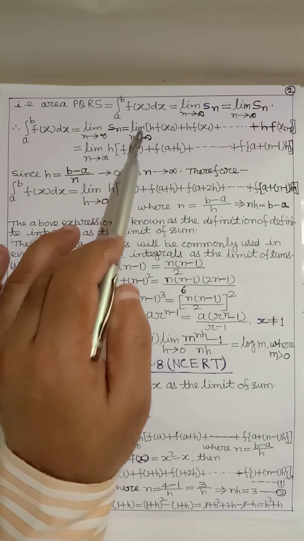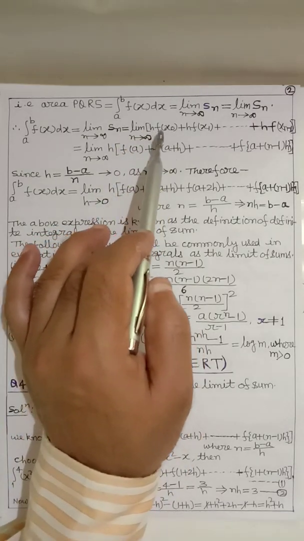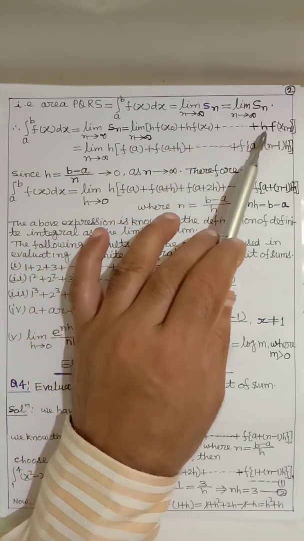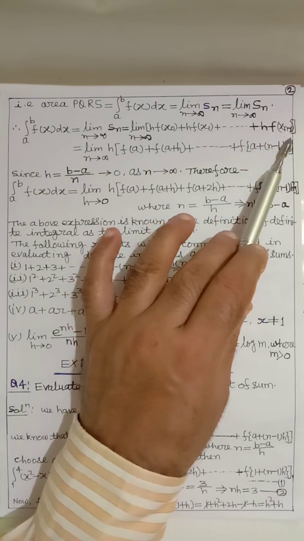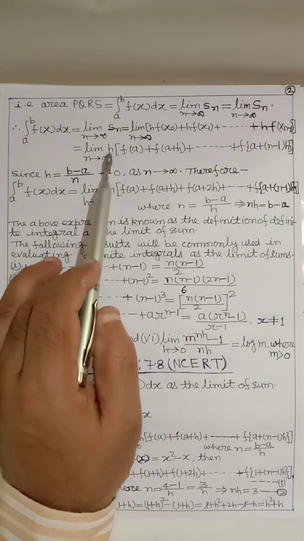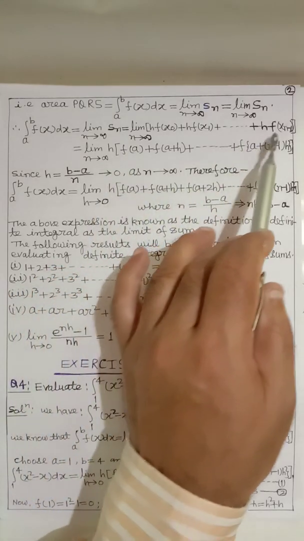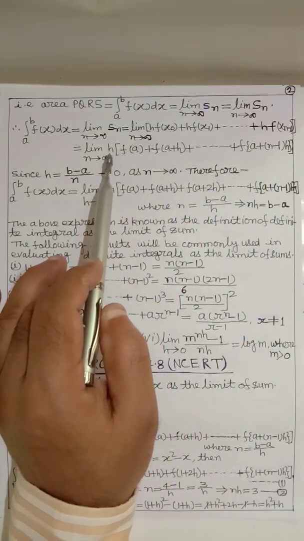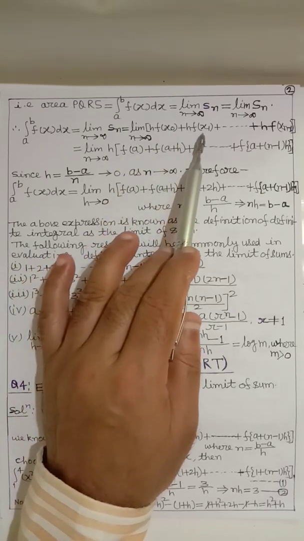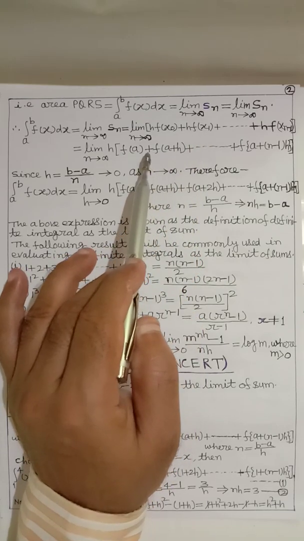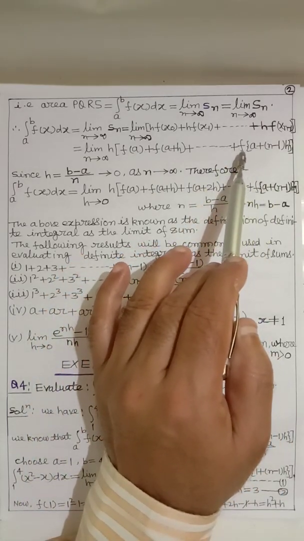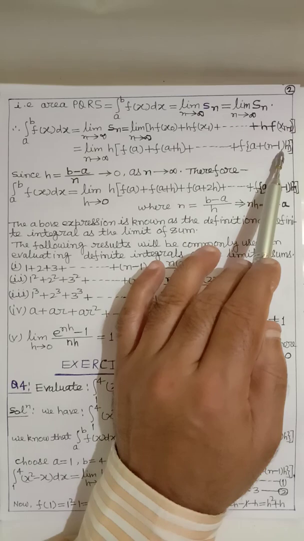This is equal to limit n tends to infinity h f x naught plus h f x1 plus and so on plus h f xn minus 1. And this is equal to limit n tends to infinity. Here we have taken h as common, so we get h times f a, since x naught equals a, plus f a plus h, since x1 is a plus h, and so on plus f a plus n minus 1 h.